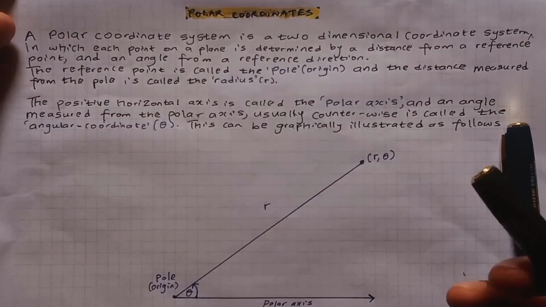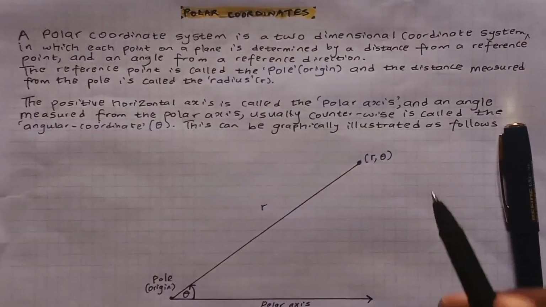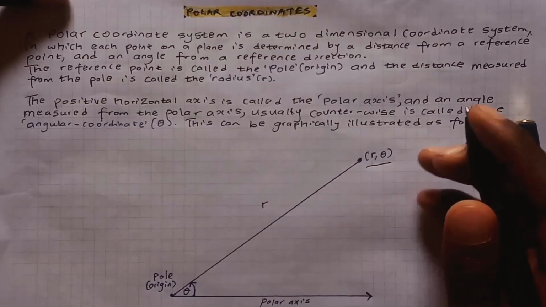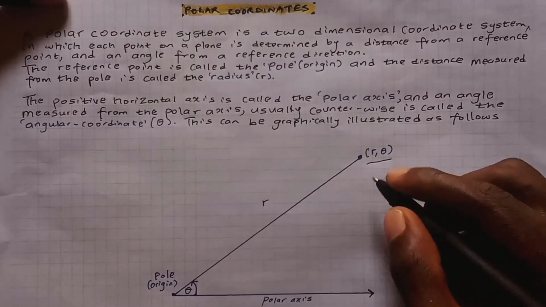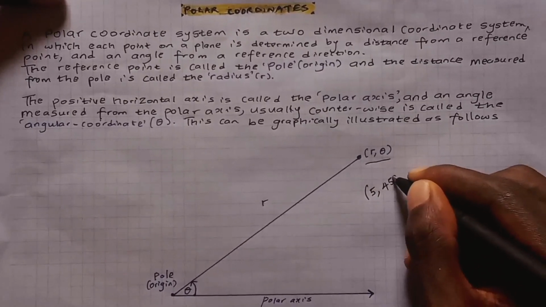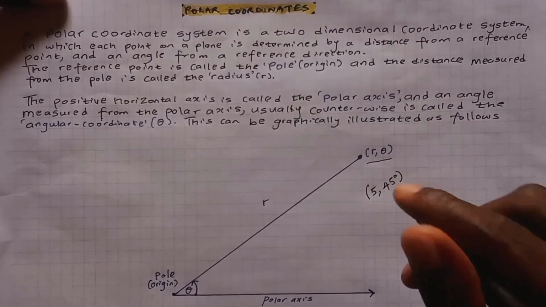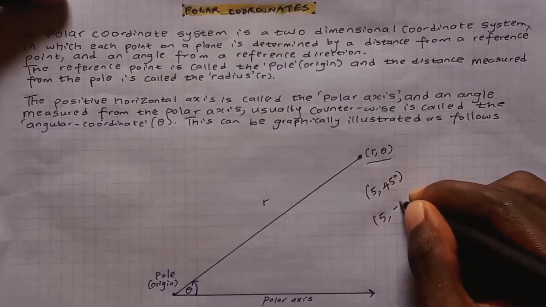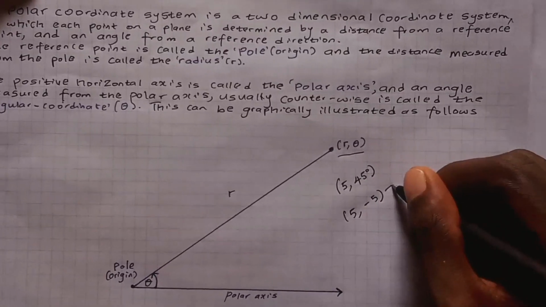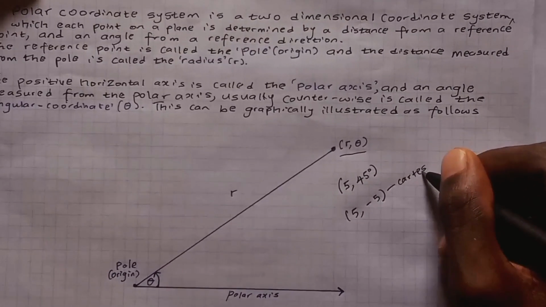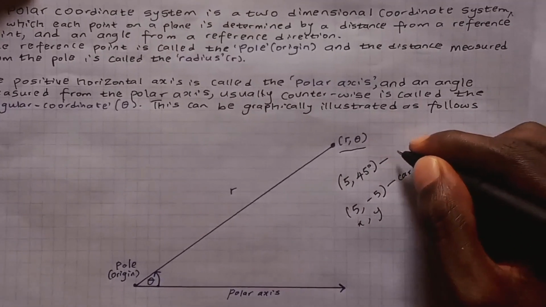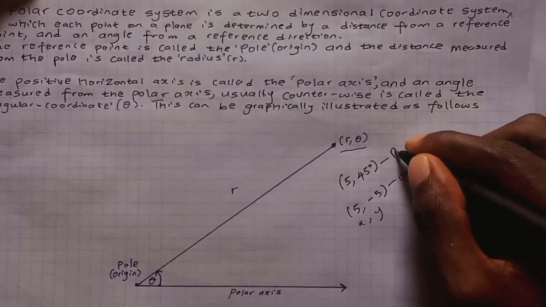Now, it is worthy to know that a polar coordinate is written in terms of r and the angle formed with the polar axis. So, for example, I could have (5, 45 degrees), as opposed to (5, minus 5). A coordinate of this form, with x and y, is Cartesian, and a coordinate of this form is polar.